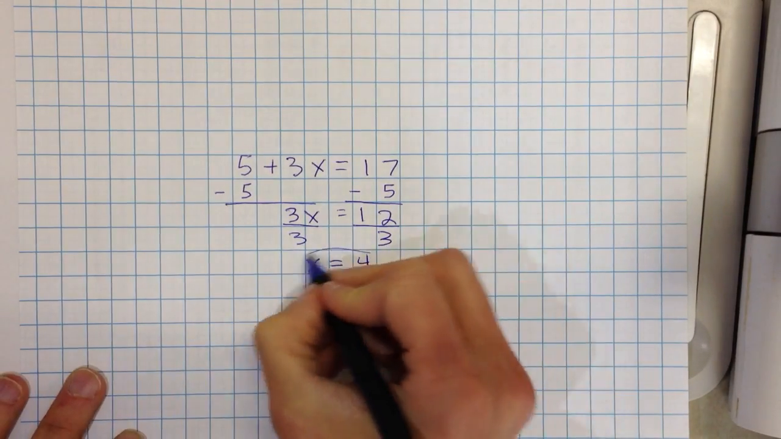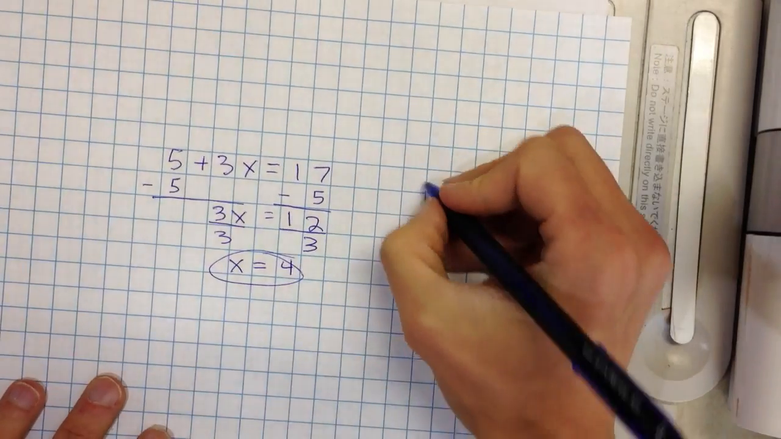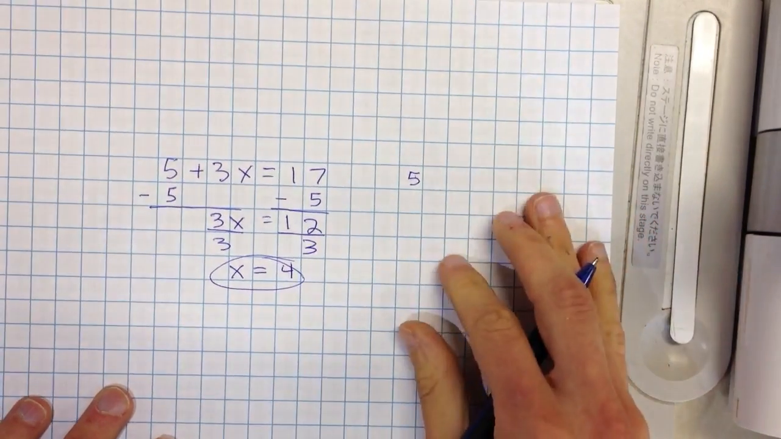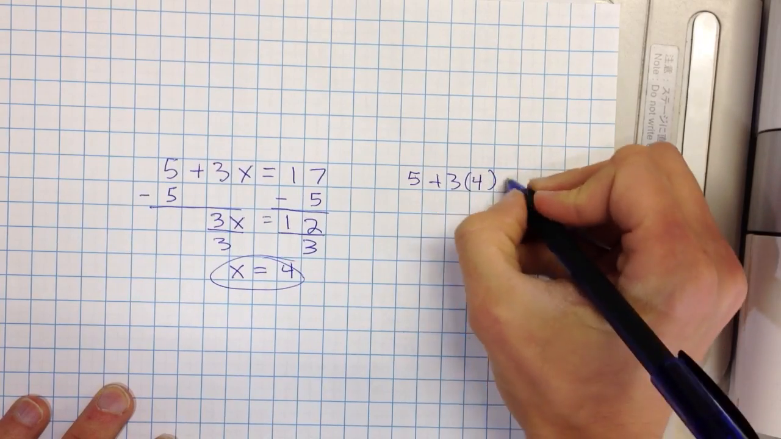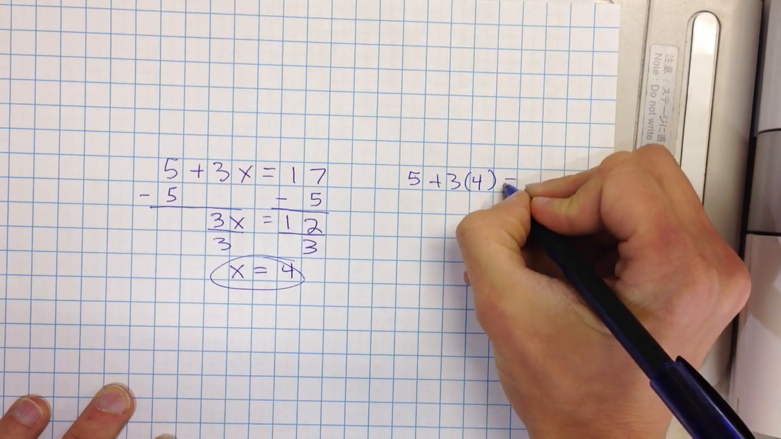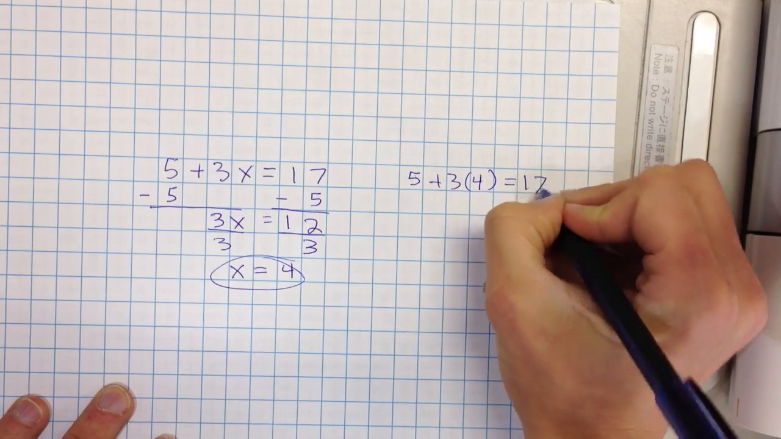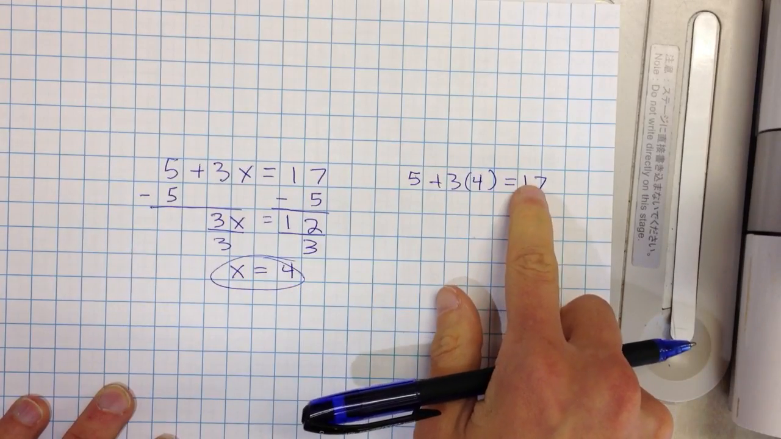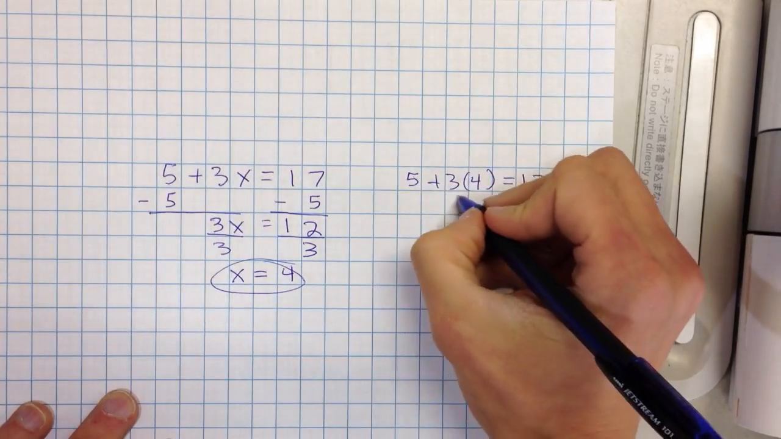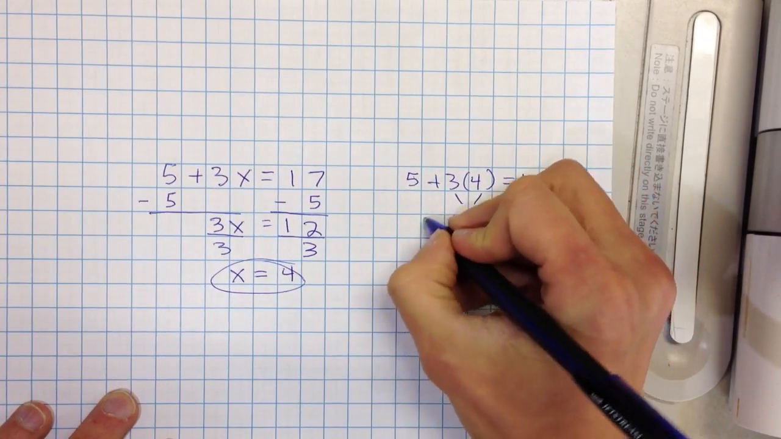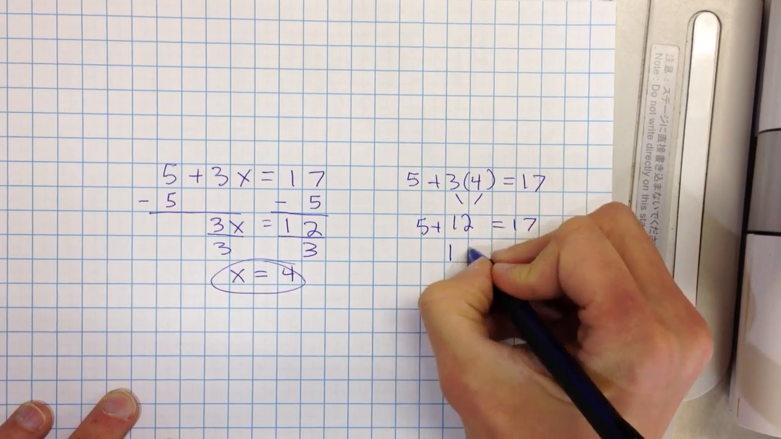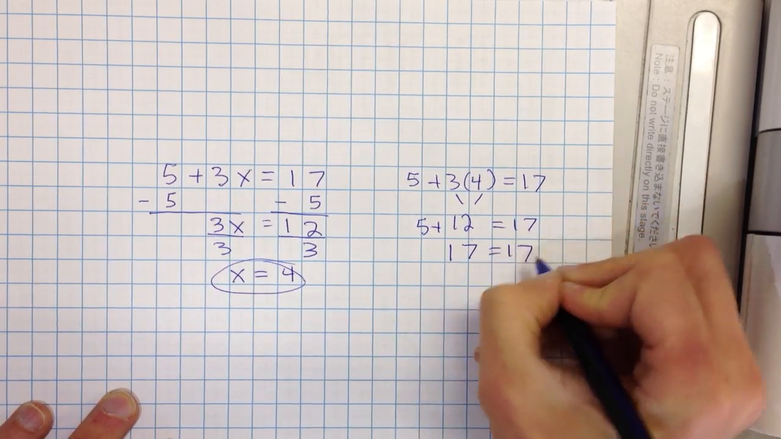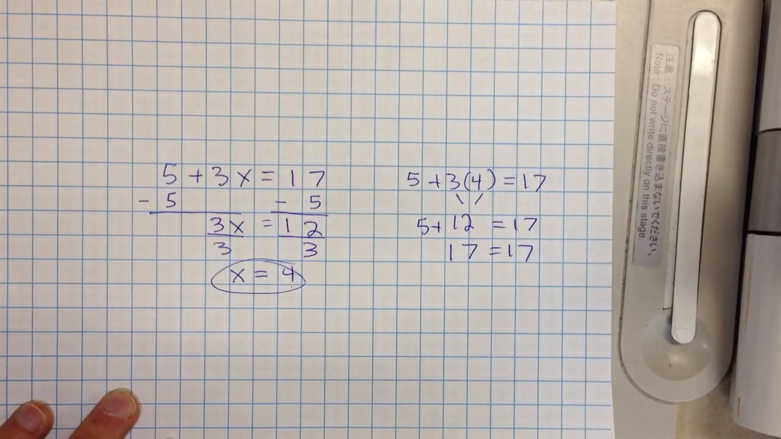I want to circle my answer, and then I want to double check it. 5 plus 3, I'm going to put in now that 4, and it should equal 17. Again, I'm just copying it from here to here. This will give me 12, so I have 5 plus 12 equals 17, and then 17 equals 17. So I know my answer was correct.